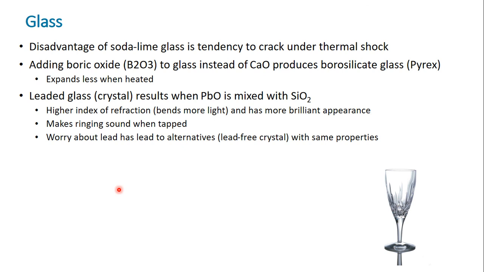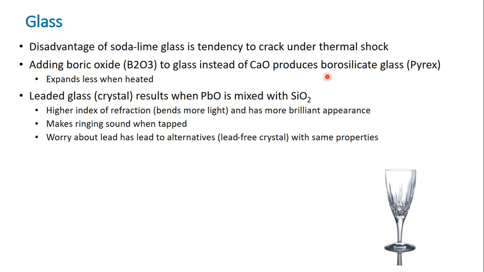Now, the problem with this soda lime glass is that it will break under thermal shock. So if you heat it up and cool it down too fast, your glass is going to shatter. The way to get around that is to add boric oxide instead of calcium oxide, and you create borosilicate glass, or you know it as Pyrex. Pyrex doesn't really expand when heated, so it can absorb thermal shock way better than your soda lime glass.